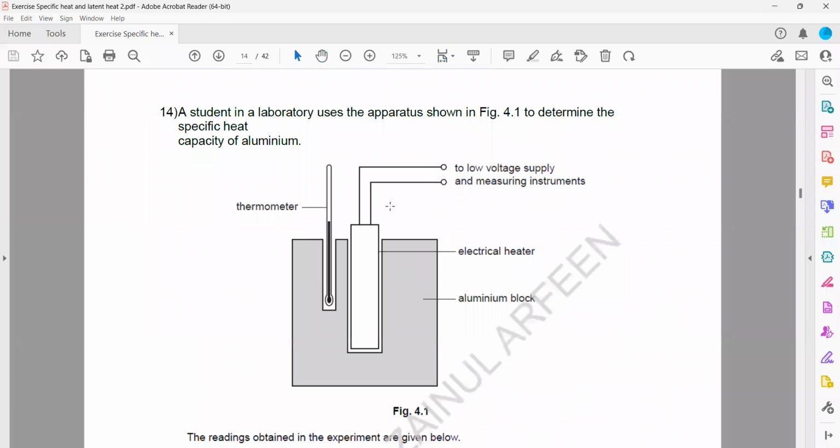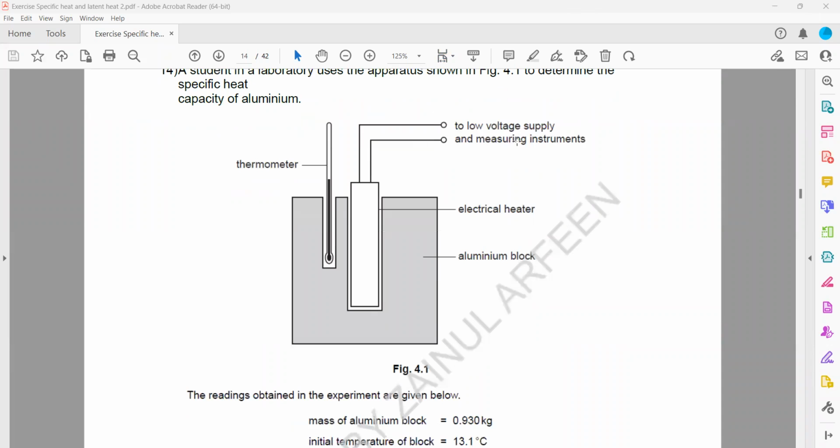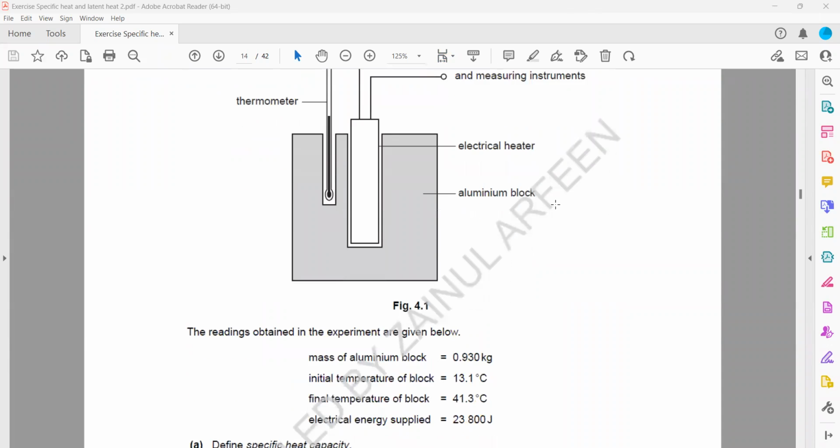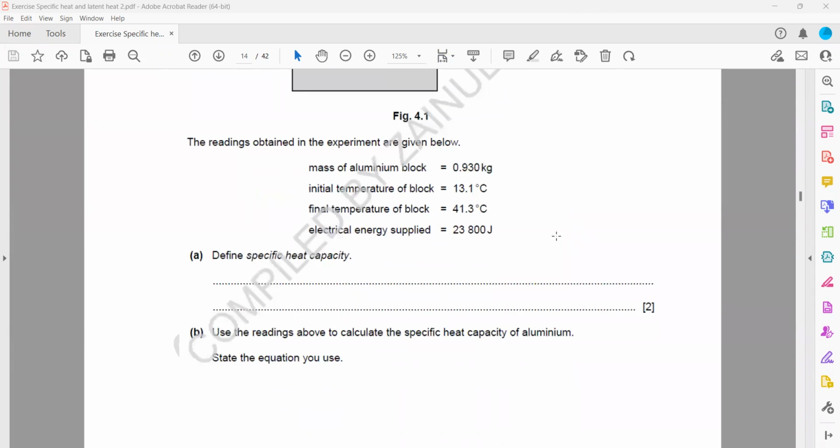A student in a lab uses the apparatus as shown. So you can see the apparatus which is used by the student to determine the specific heat capacity of aluminium. So a voltage supply, measuring instrument, electrical heater are there. Mass of aluminum block, initial temperature, final temperature, and electrical energy supplied.